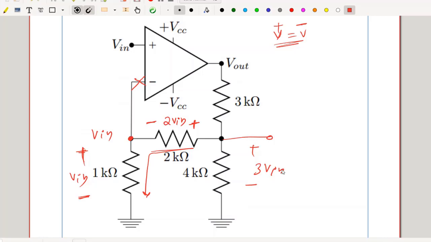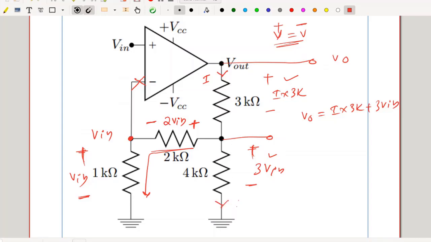The current flowing through the 3 kilo ohm, let me mark it as I. Hence, V out is nothing but I multiplied by 3K plus 3 times V in. So this V out with respect to ground is the sum of this voltage and this voltage. The value of I is nothing but the current flowing through this, let me mark it as I1, plus the current flowing through this, the value is I2.